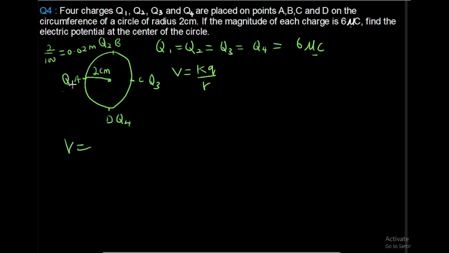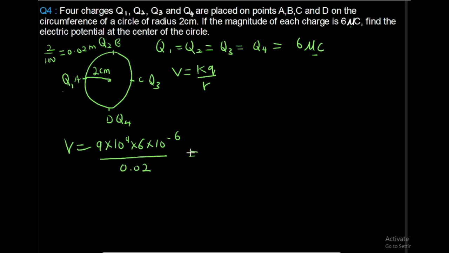What's the magnitude of Q1? Q1 is 6 microcoulomb, all right? So remember, all of them have magnitude of 6. So we have 6 microcoulomb. So we have K is 9 times 10 raised to power 9 times Q, which is 6 microcoulomb. We have 6 times 10 raised to power minus 6 all over the distance, which is 0.02.